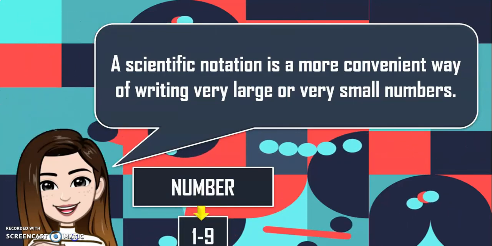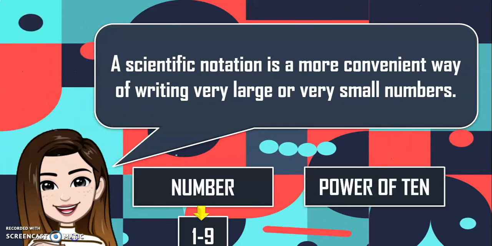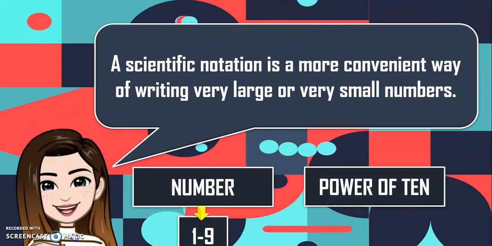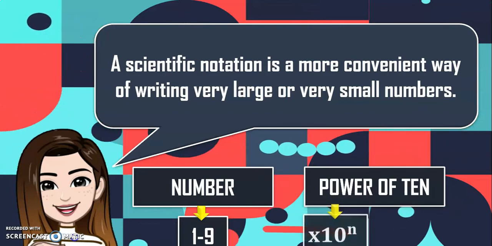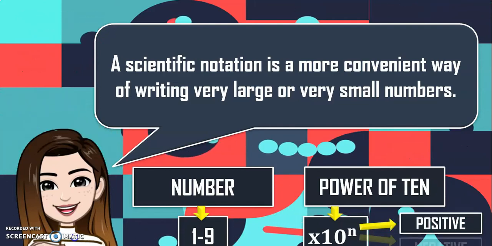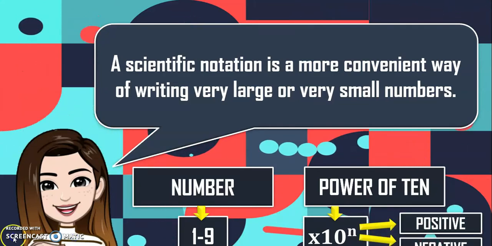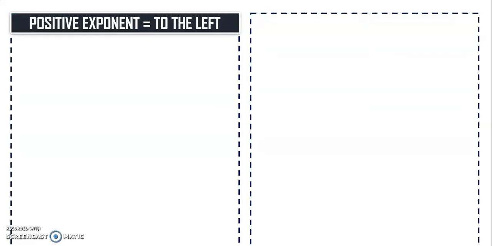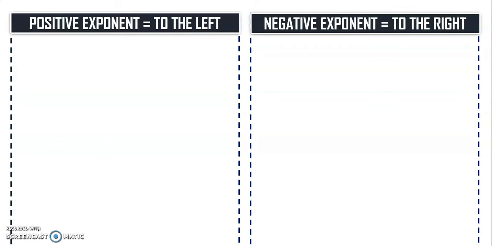The second part of the scientific notation is the power of 10, which is written as times 10 raised to a certain exponent that is either positive or negative. A positive exponent refers to the number of times the decimal point is moved to the left, while a negative exponent refers to the number of times the decimal point is moved to the right. For you to better understand this concept, let us have some examples.